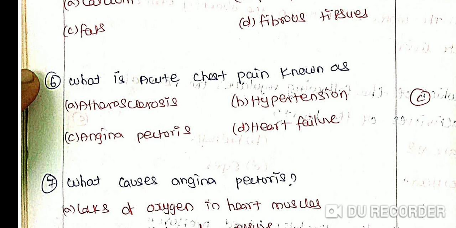What is acute chest pain known as? Option A atherosclerosis, option B hypertension, option C angina pectoris, option D heart failure. The correct answer is option C angina pectoris. Acute chest pain is known as angina or angina pectoris. It occurs when an adequate amount of oxygen does not reach the heart. Hence, the heart muscle cannot function properly, and this causes chest pain.